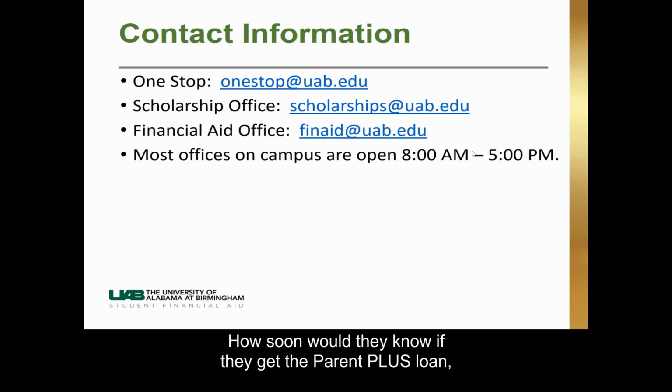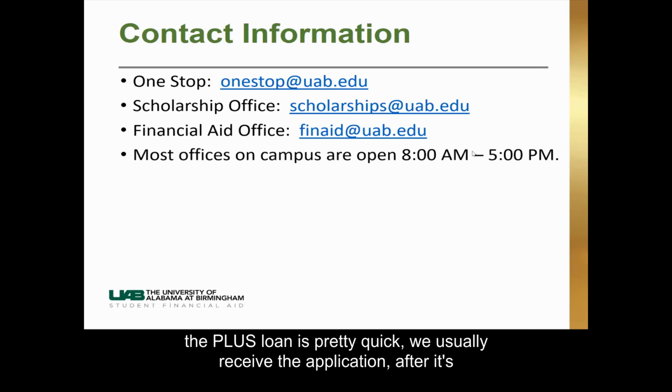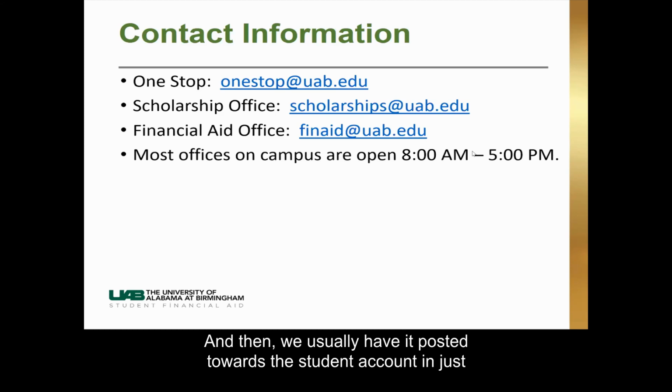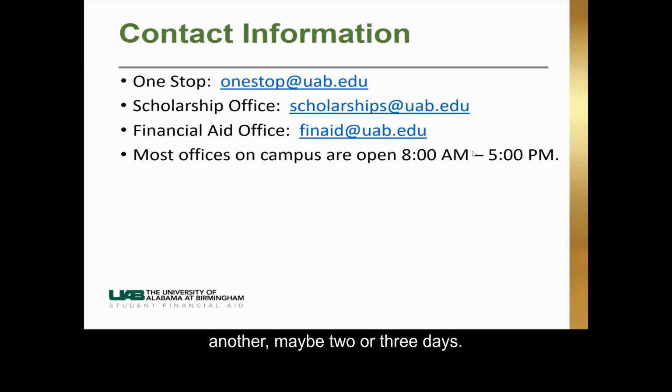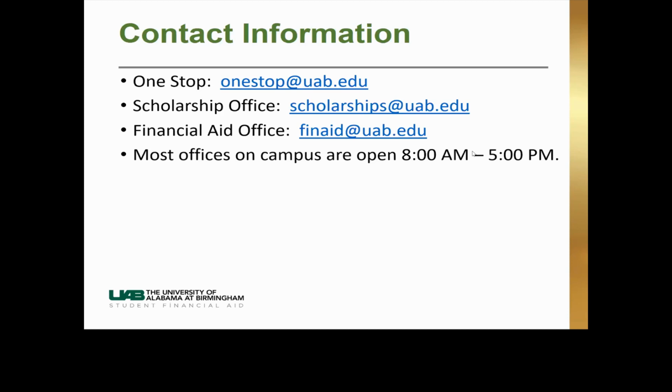How soon do they know if they get the Parent Plus loan after applying on studentloans.gov? The processing time for the Plus loan is pretty quick. We usually receive the application after it's been submitted within 2 or 3 days, sometimes even 1 or 2 days. And then we usually have it posted towards the student account in just another maybe 2 or 3 days. So the total processing time on the Parent Plus loan is less than a week. Great.